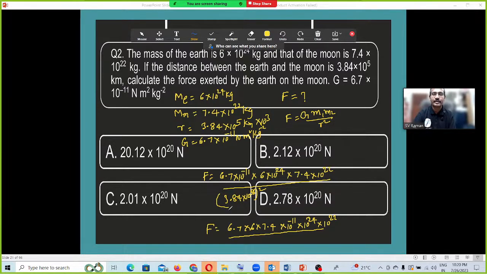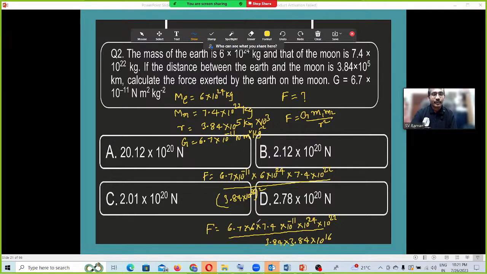So we can mention here 3.84 into 10 power 8 whole square. So 3.84 into 3.84 into 10 power 8 whole square. This is the confusion. 10 power 8 whole square, generally children will think 8 square. It's not 8 square, nor 8 plus 8, 16. A power m power n is a power mn. So 10 power 16.